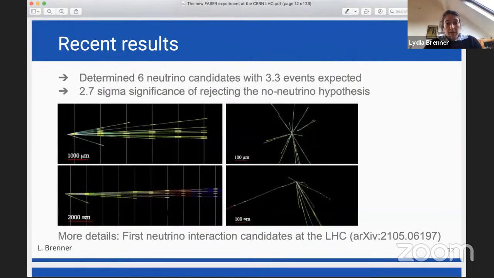From this, we determined 6 neutrino candidates where we actually expected 3.3 events, which gave us a 2.7 sigma significance of rejecting the no-neutrino hypothesis. What you see here is an event display of 2 neutral vertices in the YZ projection. On the left, you can see it longitudinal to the beam direction, and on the right, you can see it in the view transverse to the beam direction. More details on these first neutrino interaction candidates at the LHC can be found on the arXiv link given here, which has also been submitted for publication.